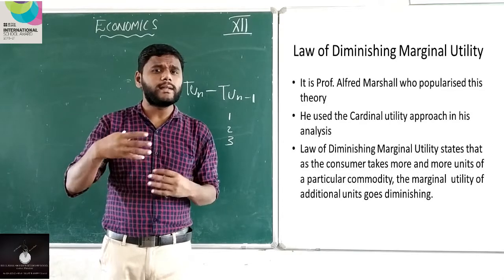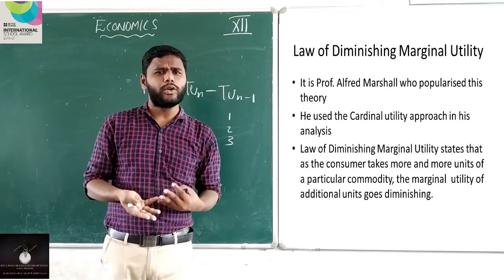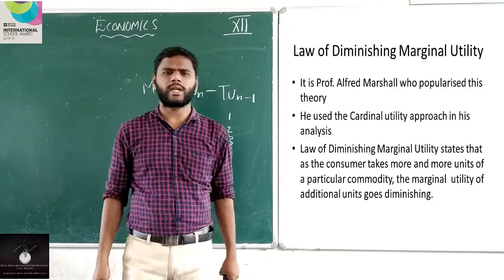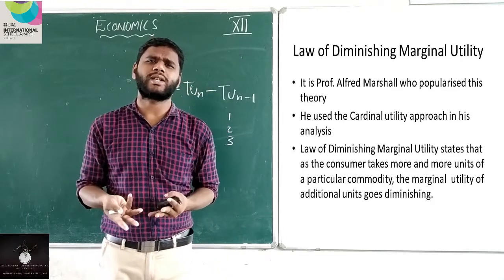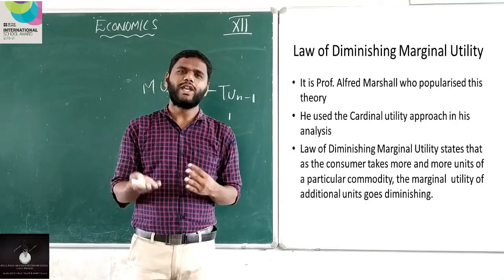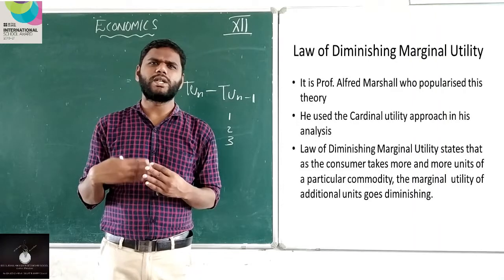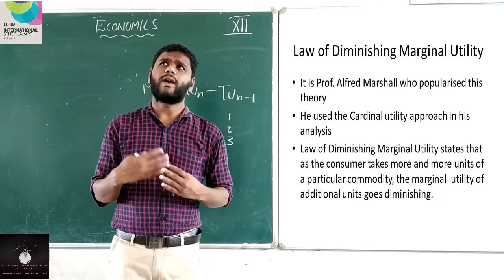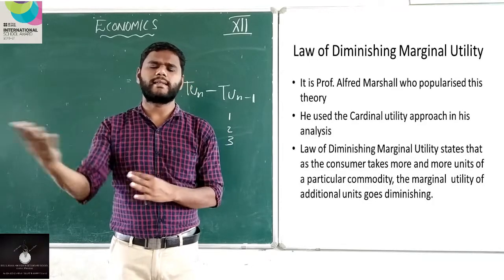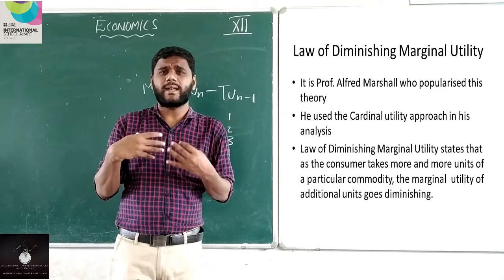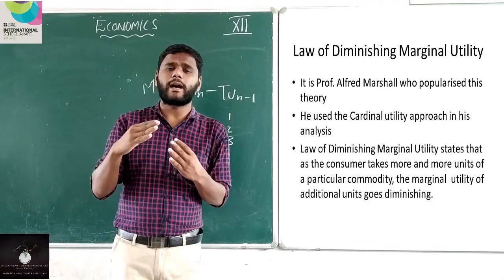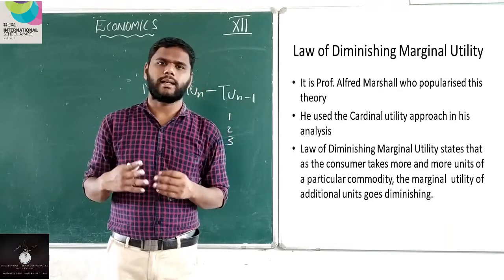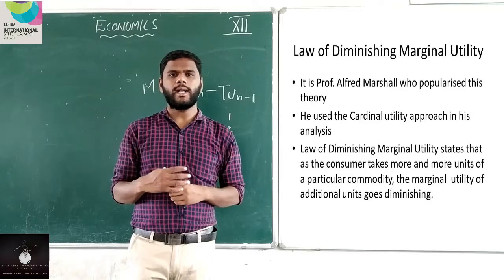That is, if we consume more and more of a particular commodity, the utility we get from that commodity diminishes. For example, you have a blue shirt. Again and again you purchase blue shirts or blue materials. What will happen? You will think, I have enough shirts of this color, why should I purchase the same color? Why can't I go with the next one? So the satisfaction we get from a particular commodity is decreasing. That is the law of diminishing marginal utility.